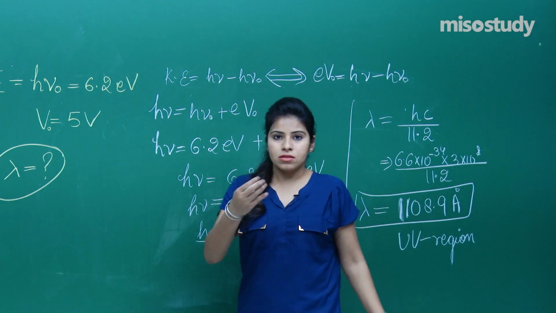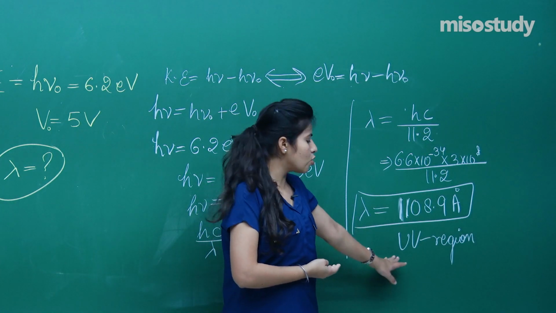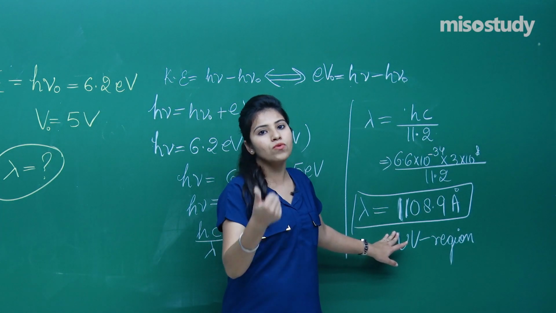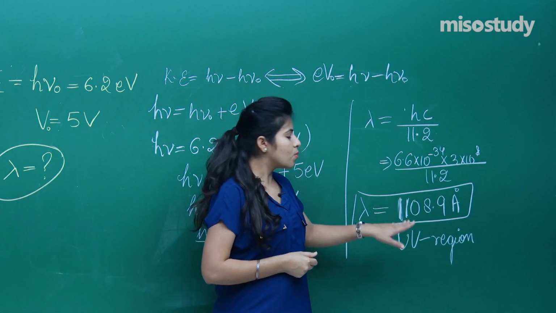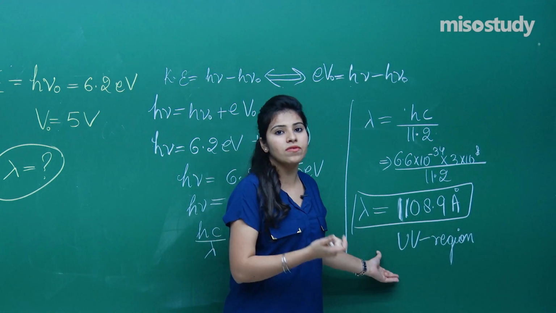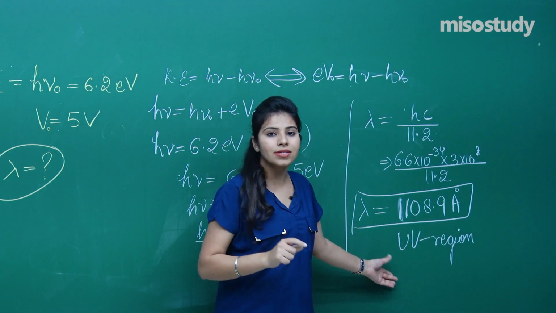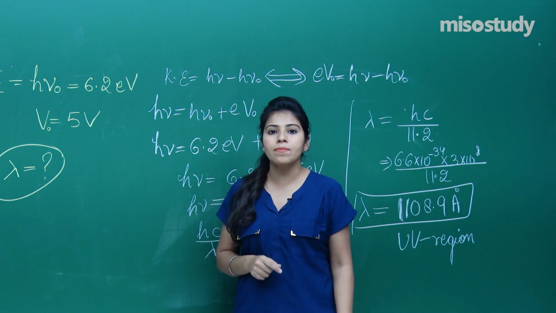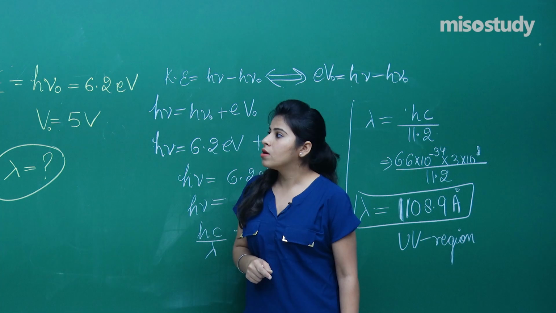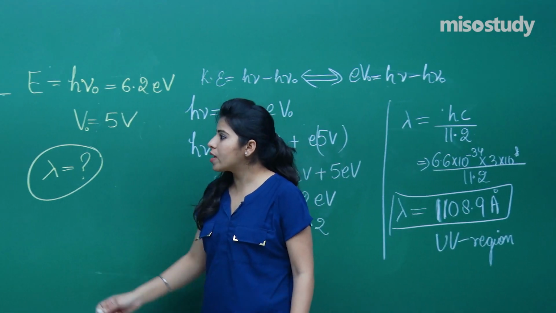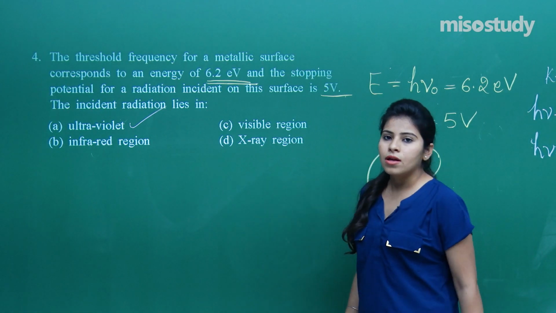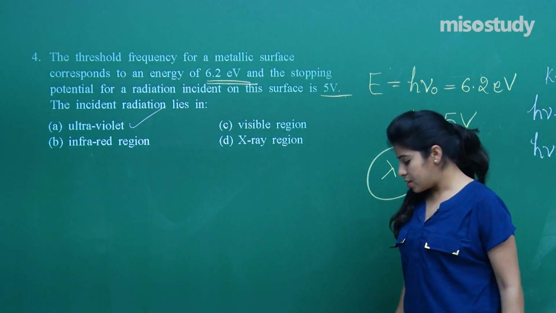Alright, because such questions can be found in your exam where you will know the wavelength, but you will not know in which range, in which region this wavelength is lying. So for that, this becomes important, that you know about the electromagnetic spectrum. Alright. Now we can tick over here that this answer is ultraviolet. Now let me just move towards the next question.